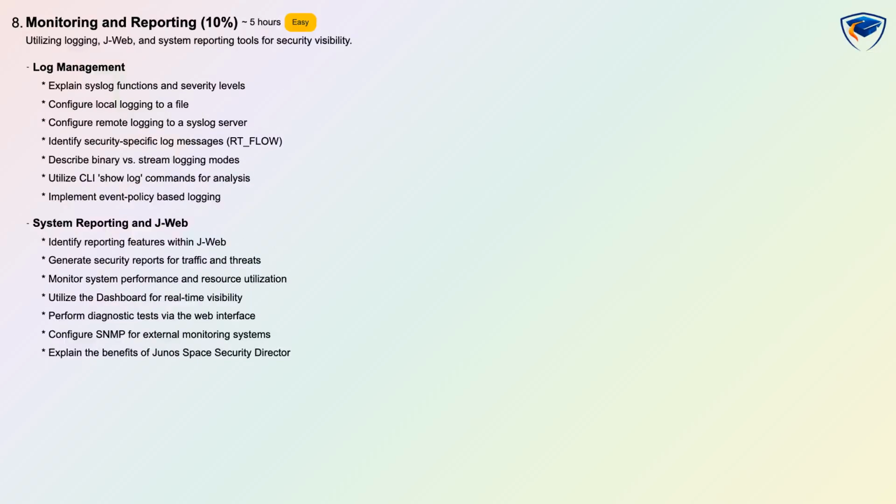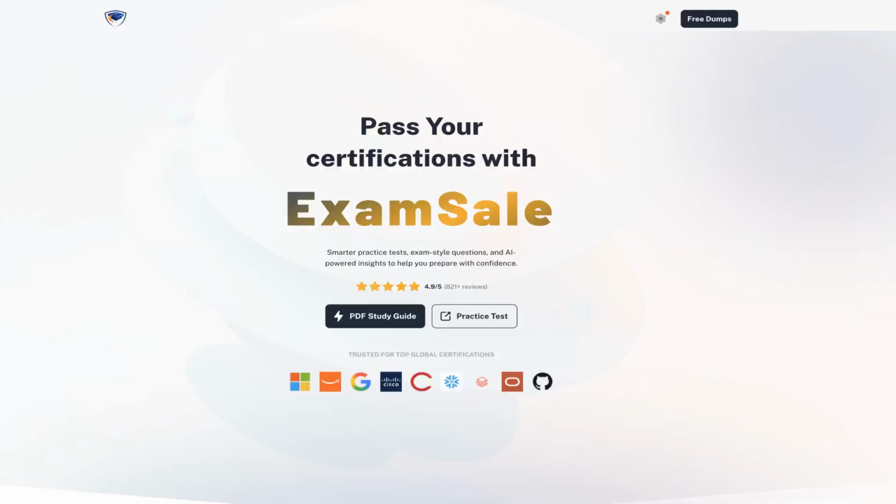Monitoring and reporting is 10% and emphasizes logging, J-Web and system reporting tools for security visibility. This easy domain requires about 5 hours of study and includes conceptual and scenario-based assessments. You will learn syslog functions and severity levels, local and remote logging, RT flow security messages and how to use CLI log commands and event policy logging. The domain also covers J-Web reporting, dashboards, generating security reports, SNMP configuration and the benefits of Junos Security Director for centralized management. That wraps up the JNC IPsec syllabus breakdown.